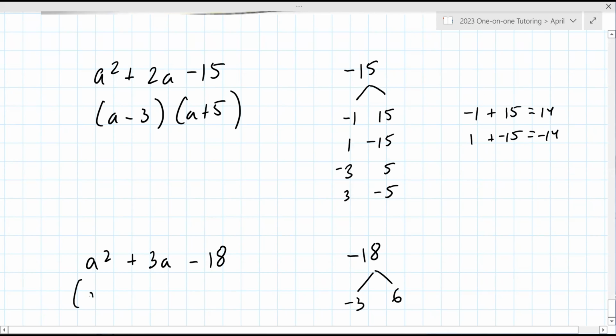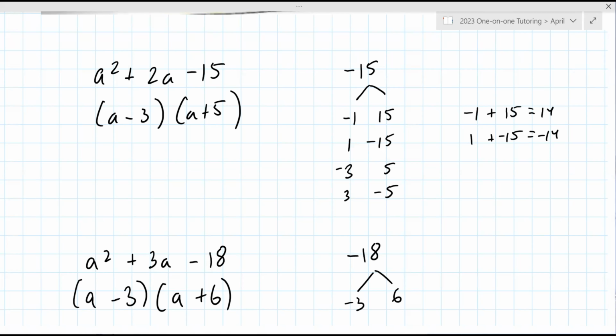So the order doesn't matter. You can put it as a minus 3, a plus 6, or a plus 6, a minus 3. It's not squared once you put it in parentheses. The squared comes from when you FOIL it; going backwards, you get the square. Any questions on that? No.